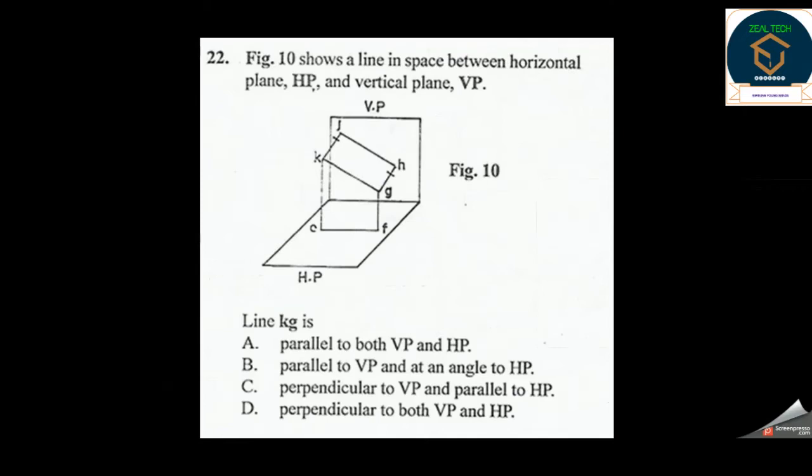Now, question 22, figure 10 shows a line in space between horizontal plane HP and vertical plane VP. We are asked to use that to answer the question below. So, line KG represents what? This is line KG. All right, A, parallel to both VP and HP, is not true. This line is parallel to this, but it's not parallel to the horizontal plane. So let's check out. Parallel to vertical plane and at angle to horizontal. The answer here is B. B is the correct answer.